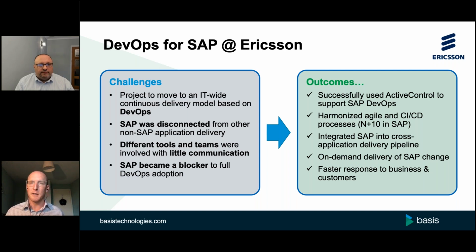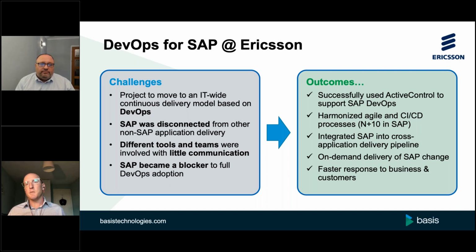with broken manual communication. And as you can see, what that let them do is pretty much move to an on-demand delivery of SAP change. They were able to deploy whenever they wanted to. I think they settled on a one or two week cadence in the end. But critically, it let them achieve their business goals of a faster response to the business overall and to their customers, because they had an integrated multi-application delivery pipeline.